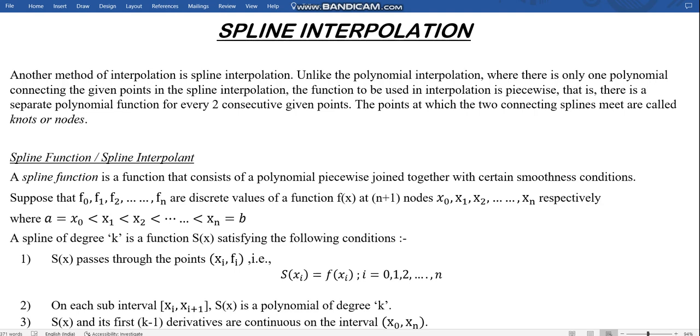Hello students, today we'll be talking about spline interpolation. It is another kind of interpolation.